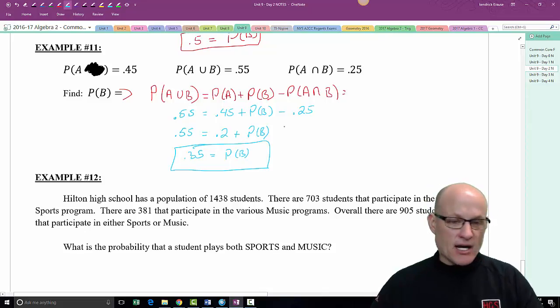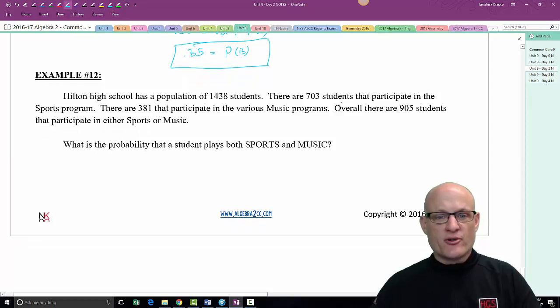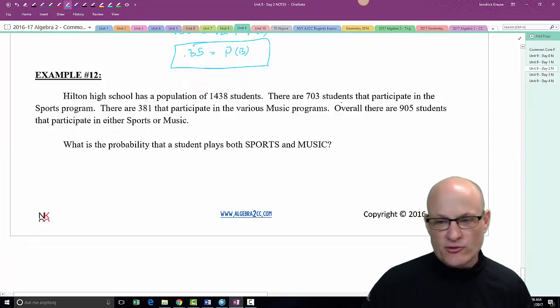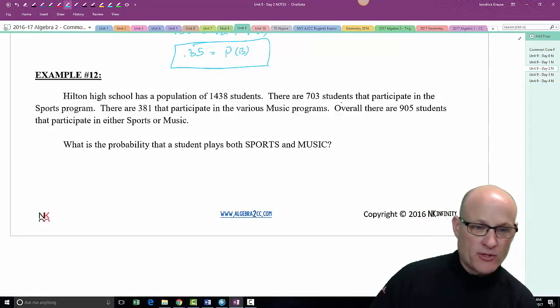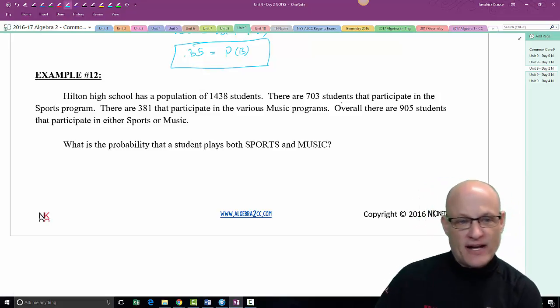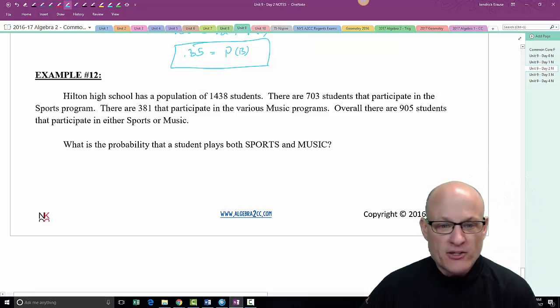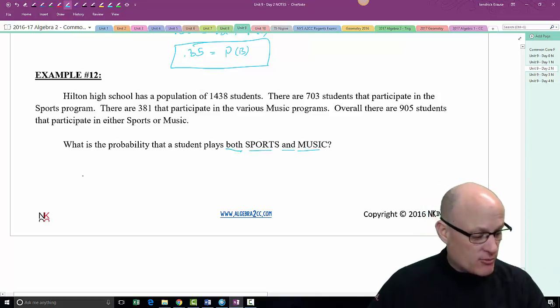Done. All right. Hilton High School population has 1,438 students. There are 703 students that are participating in sports programs. There are 381 that participate in various music programs. Overall, there are 905 students that participate in sports or music. What is the probability a student plays both sports and music?